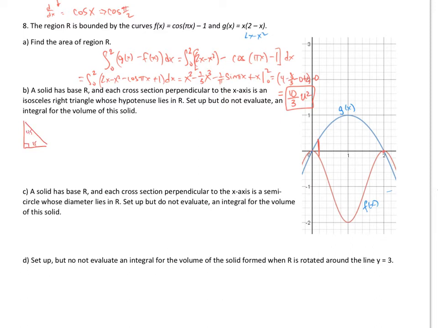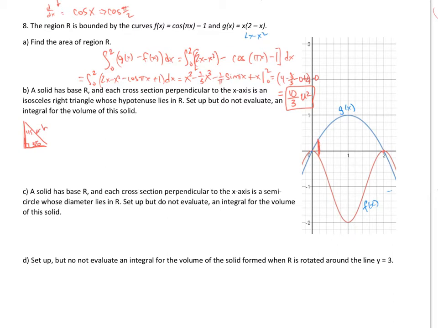And since we've got this situation, in our hypotenuse right here, that for this isosceles right triangle will be this length, since it's saying the hypotenuse lies in R.